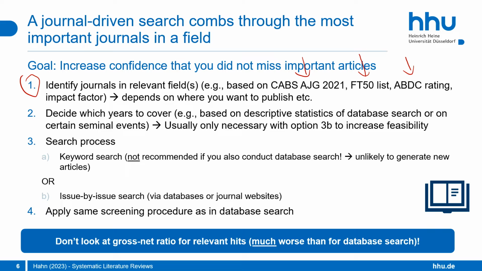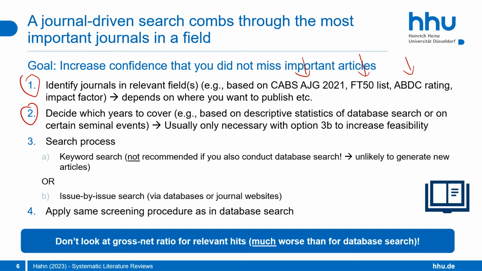Once you have your list of journals that you want to manually look through, decide which years you want to cover. One example would be to have a look at the descriptive statistics of your database search, and have a look at how the number of articles developed over time through your database search, of those articles, of course, that are finally relevant only. Maybe you see that from year X on, the number of publications increased dramatically, so that might be a year that you would like to start looking through.